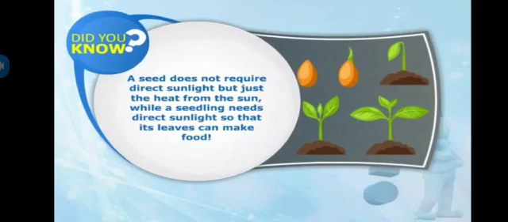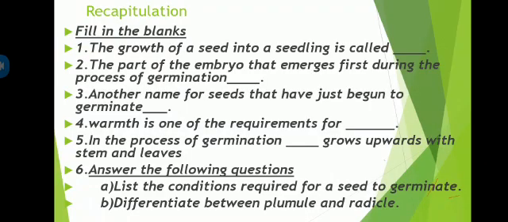So students, did you know a seed does not require direct sunlight but just the heat from the sun, while a seedling needs direct sunlight so that its leaves can make food? Okay, seeds do not need sunlight to germinate. They are sown in the soil where there is no sunlight. However, once the seedling develops, it needs sunlight along with air, water and warmth for proper growth. Okay. So this is all about the process of germination.